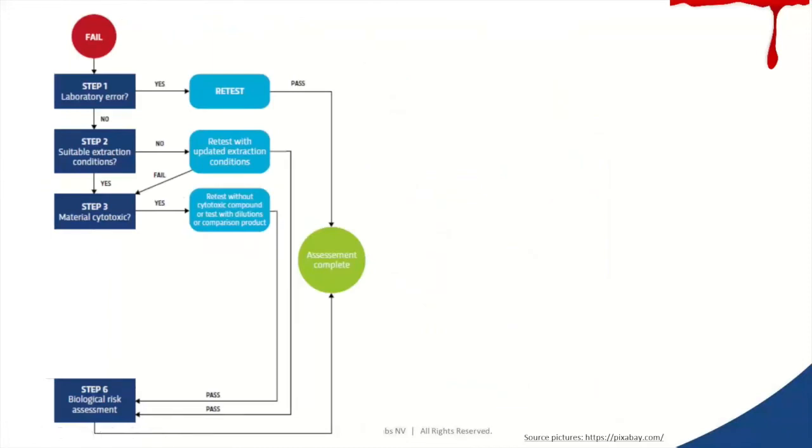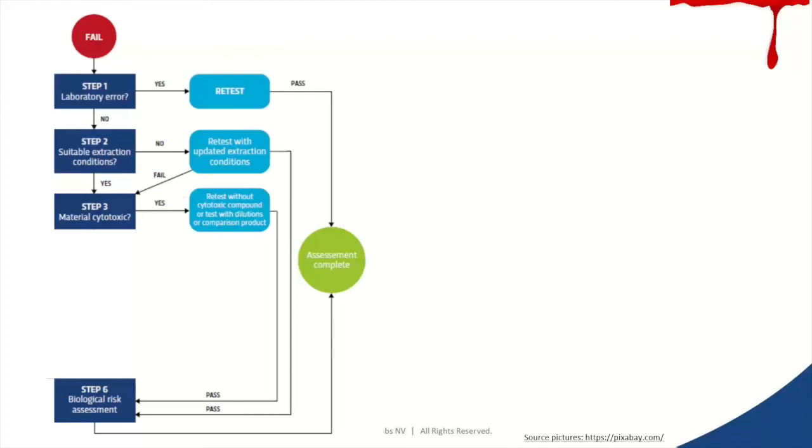We're back. Step 1 is clear: laboratory error. If you have not selected the right parameters, it might be a way out. Then if that's not the case, we can look into the materials and know whether or not they are potentially cytotoxic, because we have literature data, we have already testing data available, and we can retest without the cytotoxic component, as we discussed, or test with dilution.